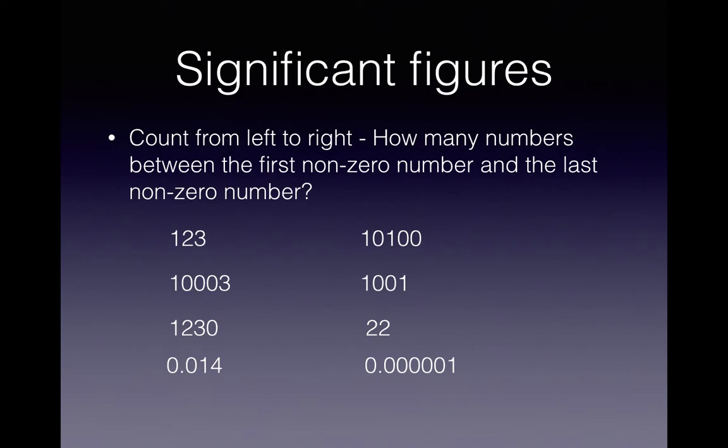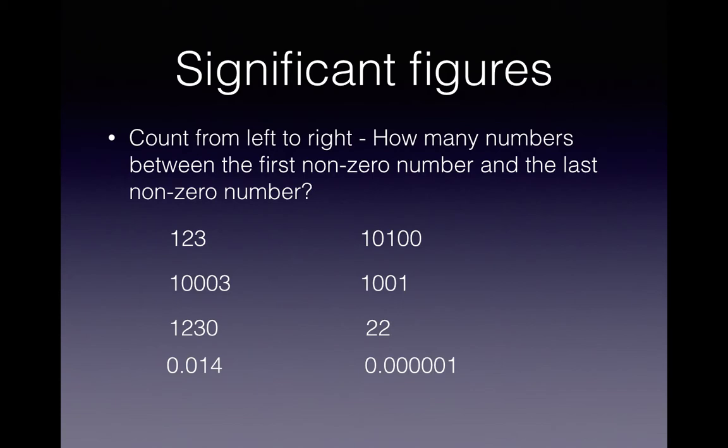Let's go to the one below it. 1, 2, 3, 0. How do we find out the number of significant figures? We start on the left with the first non-zero number. Again, that's a 1 in this case. And we keep going to the right until the last non-zero number. The last non-zero number in this case is the 3. And then we count how many numbers, including the first and the last, are between the 1 and the 3. And there are 3 numbers. So even though it's 1,230, that number has 3 significant figures.